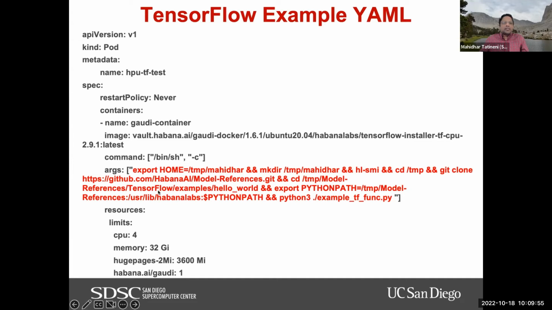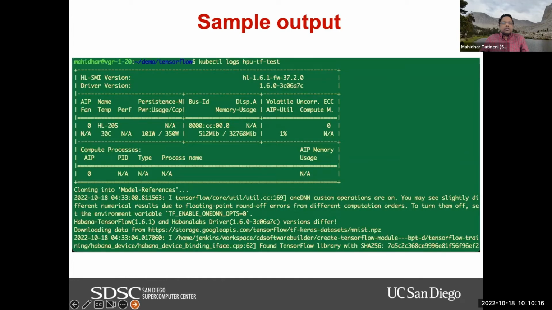In this case, I'm setting up a few things. I'm creating a temp directory, running hl-smi, cloning that repository, changing to that location, and running the Python example code. And you'll see the output looks something like this.